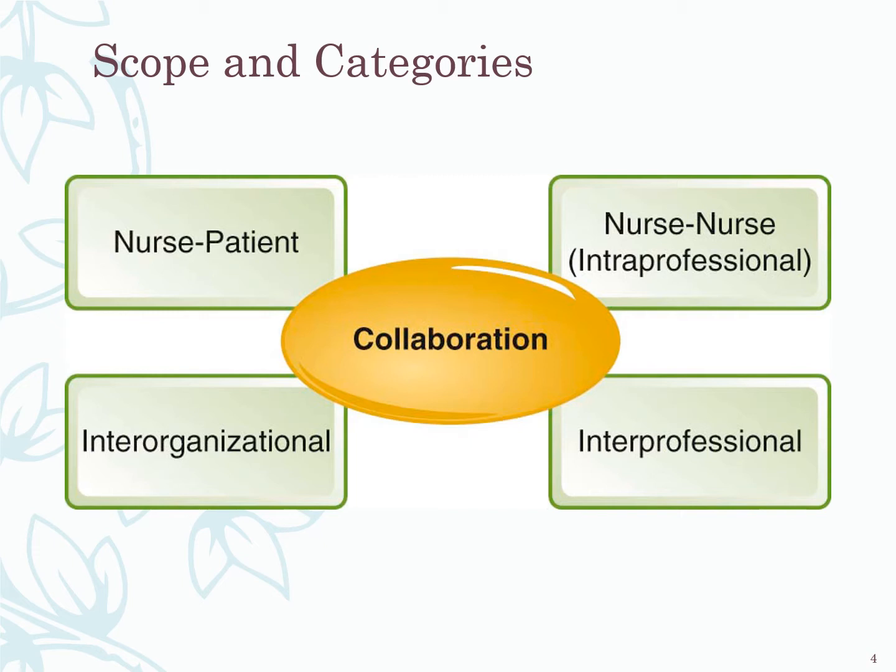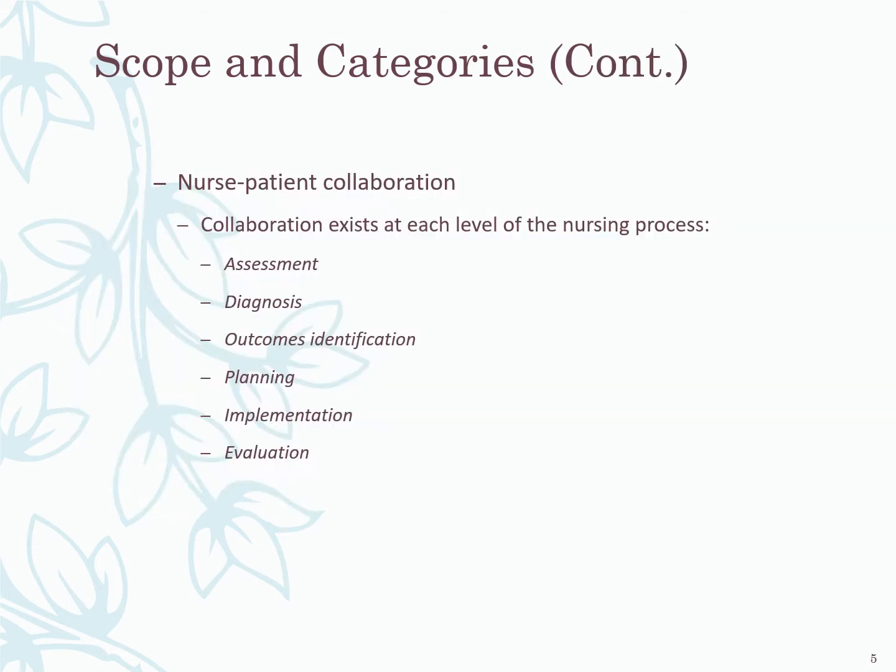Scope and categories. The scope of collaboration spans 4 overarching categories, each based on collaboration with the nurse: nurse-patient, nurse-nurse, interprofessional, and interorganizational collaboration. See Figure 46.1 on page 439 in Concepts. The first is nurse-patient collaboration.